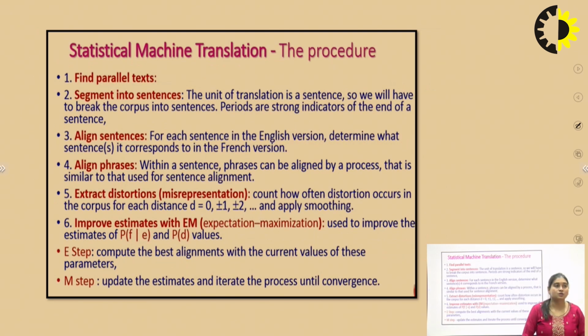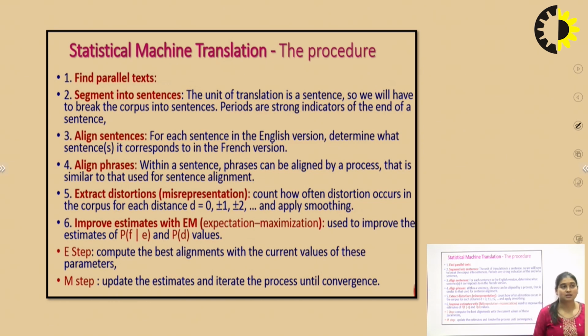Okay, so this is the procedure for statistical machine translation. If we want to convert any sentence from any language to any other language, then we need to follow a procedure, and there are certain steps. In total there are 6 steps. First, we have to find the parallel text. Suppose I have a sentence in English and the target language is French. Firstly, I have to find the parallel text in French.